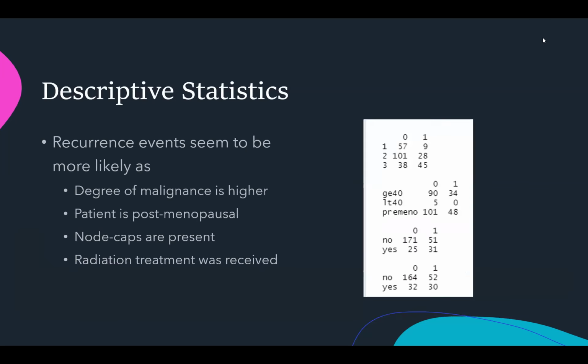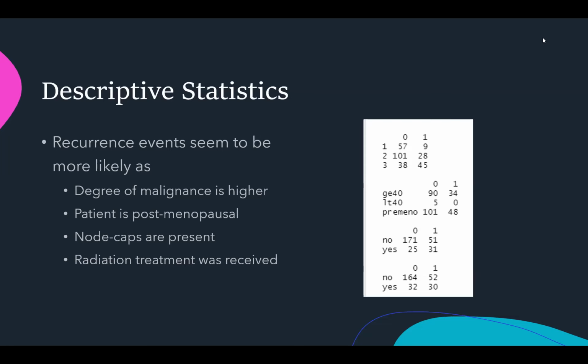So since all of my variables are factor variables, the best way I could give some preliminary description of the data is in these tables. We can see that a recurrence event of cancer is more likely as the degree of malignancy, which is in this top table, goes up. As we get higher, with 3 being a more malignant cancer, we have a greater proportion of recurrence events.